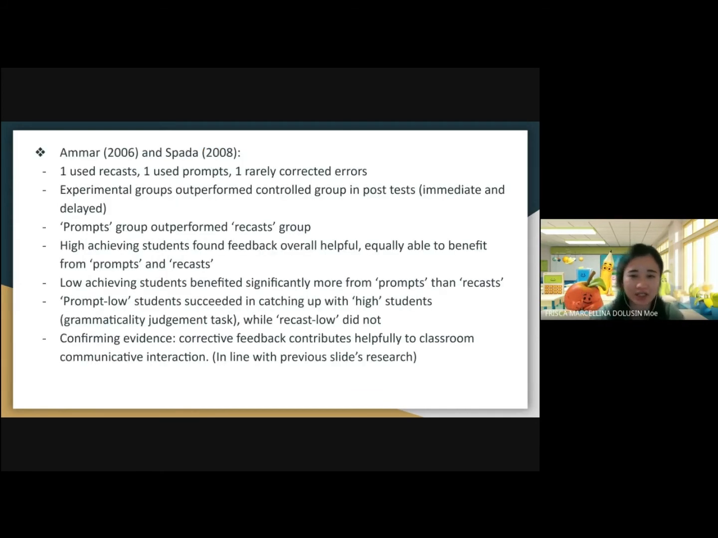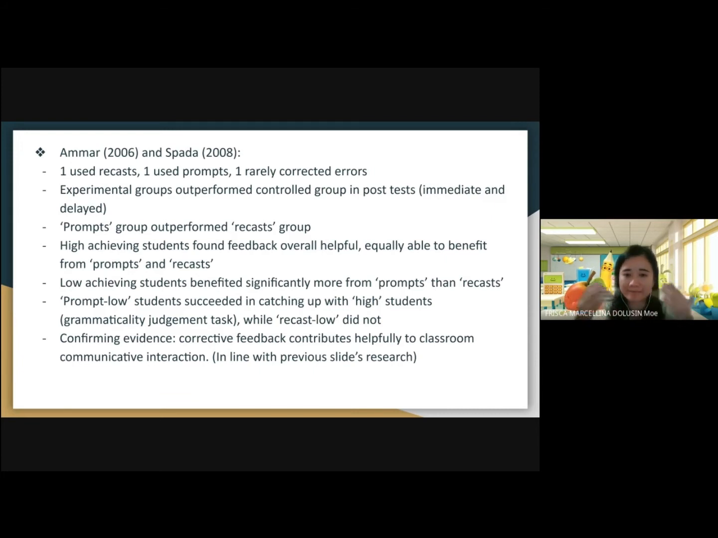Okay, so according to Ammar and Spada 2006, they conducted a study where one teacher used recasts, one teacher used prompts, and one rarely corrected errors. So based on this, they confirmed the evidence that corrective feedback contributes helpfully to classroom communicative interaction, which is in line with previous research. Yes, corrective feedback is useful in building second language development.